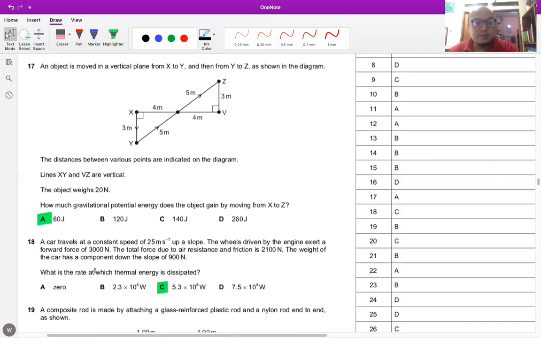An object is moved in a vertical plane from X to Y and then from Y to Z. Yeah, X to Y, this is X, and then Y to Z. So we start from here to here and then go to here.